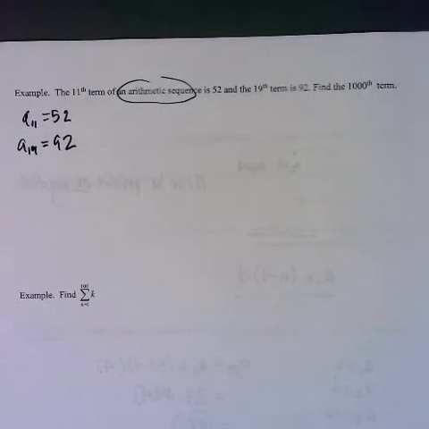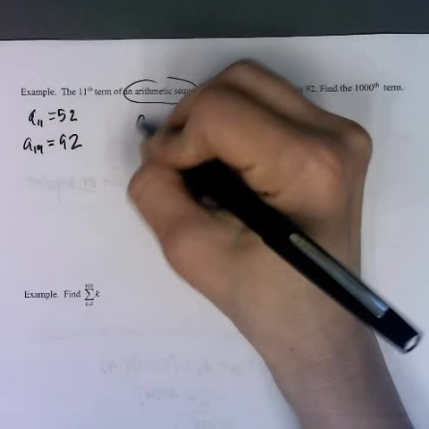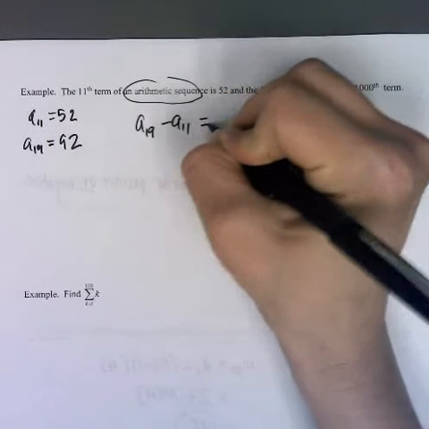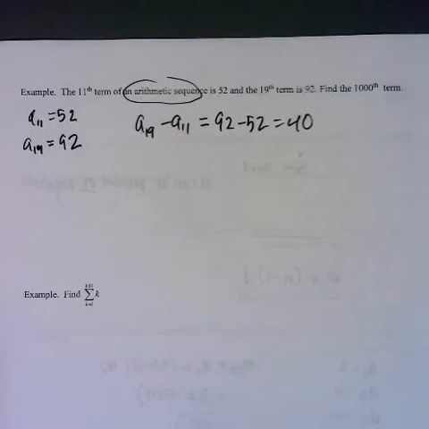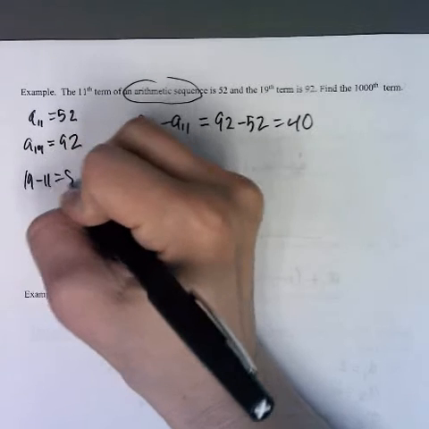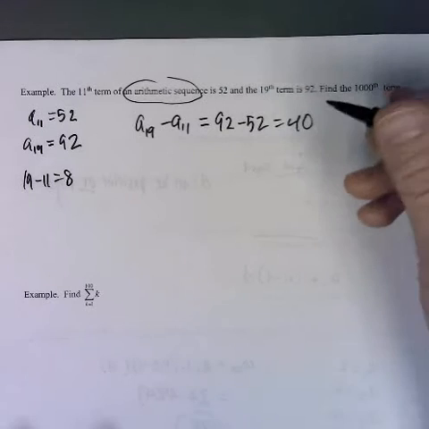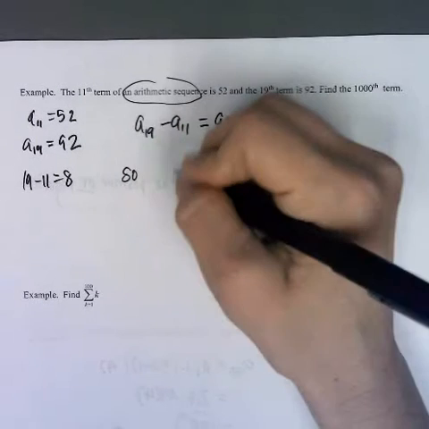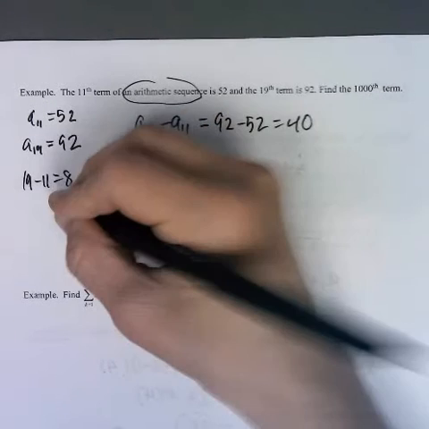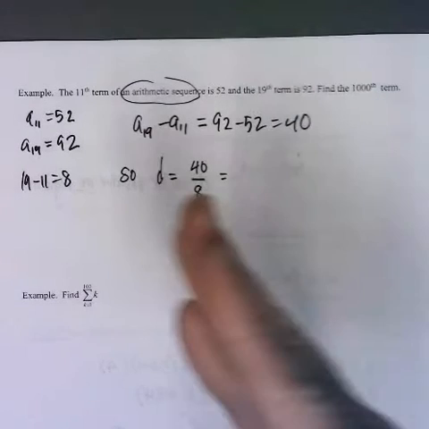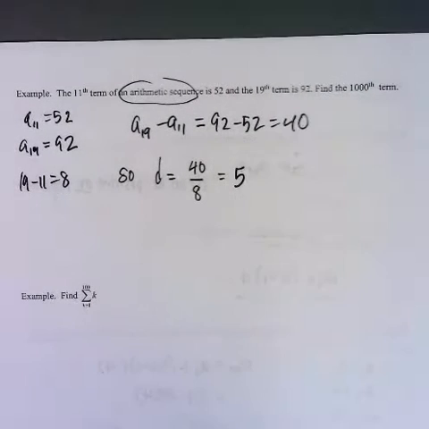So we can find the difference between a sub 19 and a sub 11, which is 92 minus 52, which is 40. And since there's 40 between the two terms, we just need to divide that up by how many steps there are. 19 minus 11 is 8. So the difference will be the difference in the terms, 40, divided by 8. You would add that 8 times, right? And so d is 5.